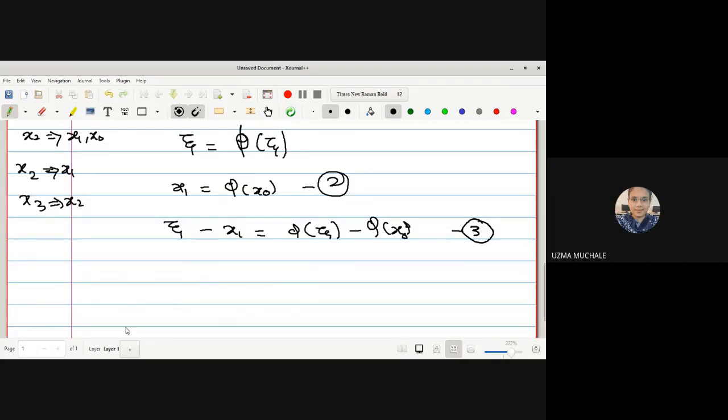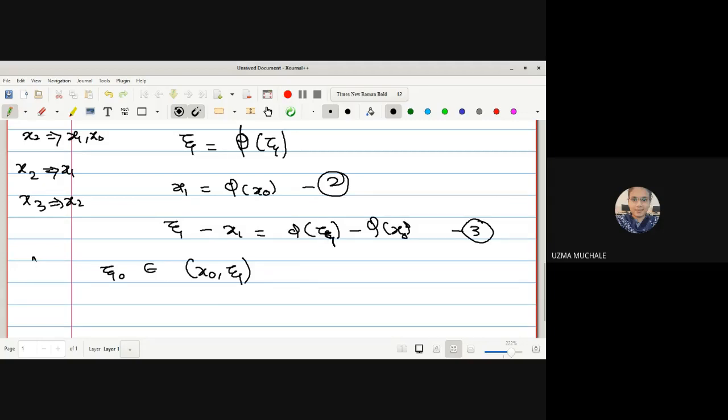Now, according to the mean value theorem, there exists at least one point, say zeta naught, belonging to our interval, say x naught to zeta. This is our first interval, say a naught b naught. Instead of saying a naught b naught, we can say x naught to zeta, because here we have written it in terms of x naught and zeta.